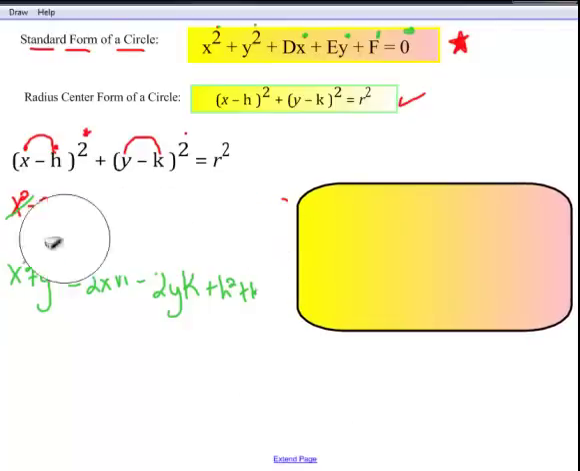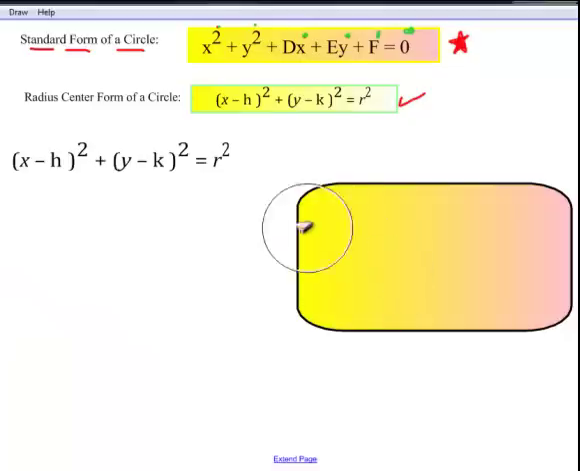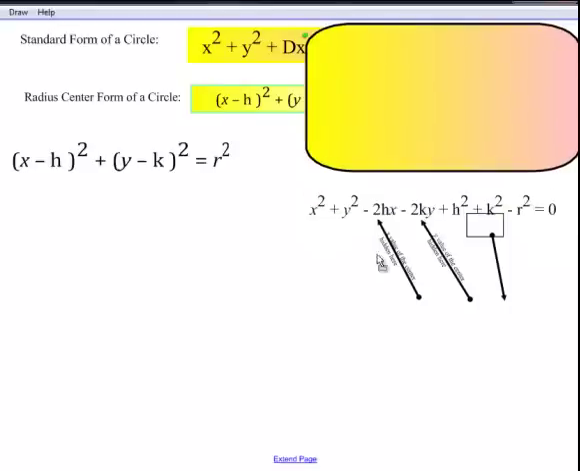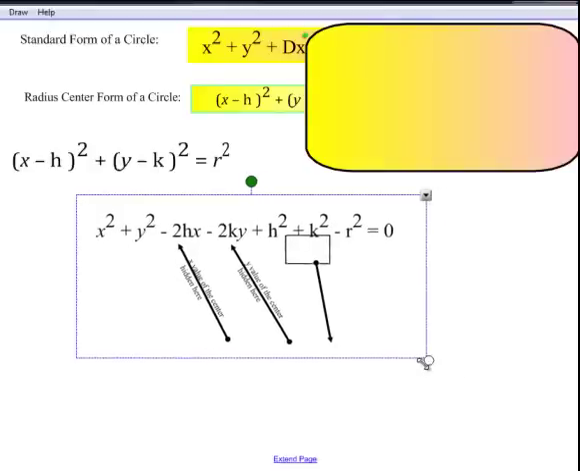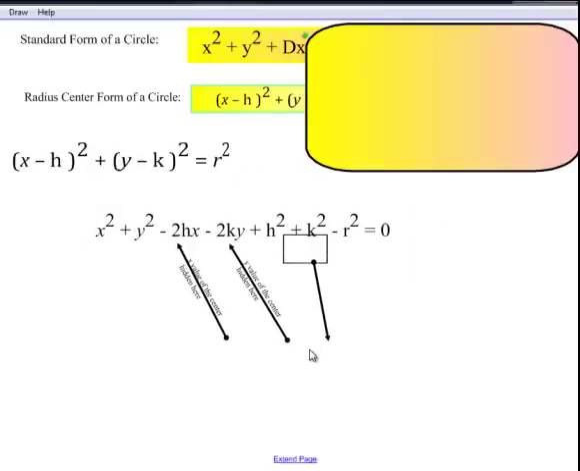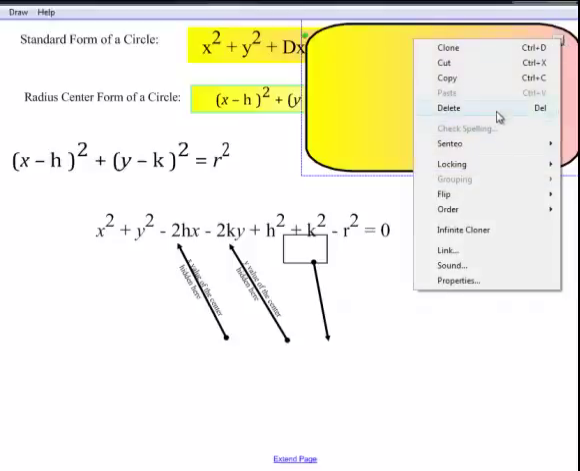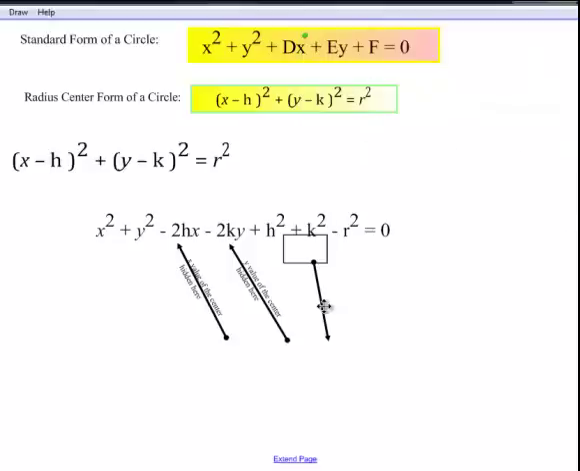All right, so now I've got this all written out nice and neat, so it doesn't have to be jammed in there. And what happens here is you have the center of the circle and its radius hidden in this standard form. It's like playing Where's Waldo.